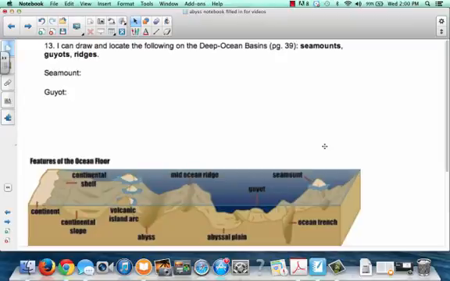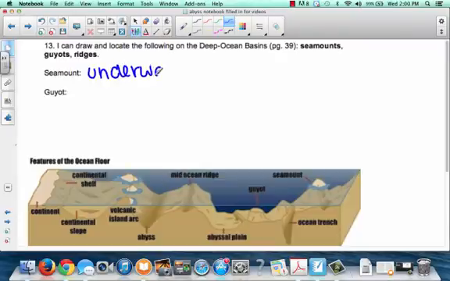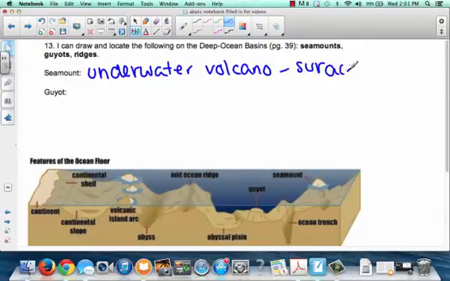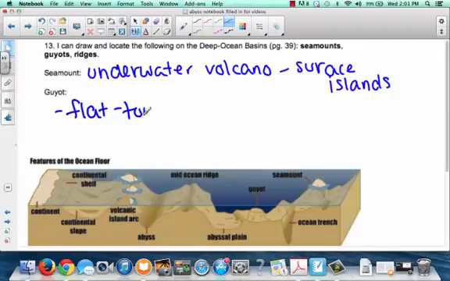Seamount is exactly what it sounds like. It's a mountain underneath the water. So let me get my pen ready for you. So a seamount is an underwater volcano, and sometimes they can surface and be islands, okay, such as Iceland and Hawaii. Guyots are flat-topped seamounts. So let's write that down first, and then we're going to add some more things. So they're flat-topped seamounts.